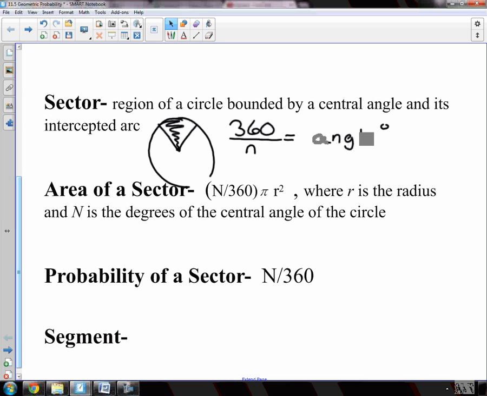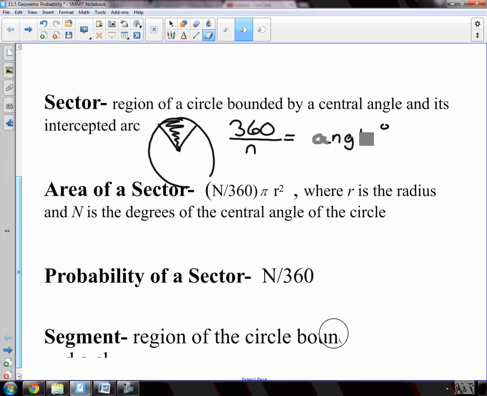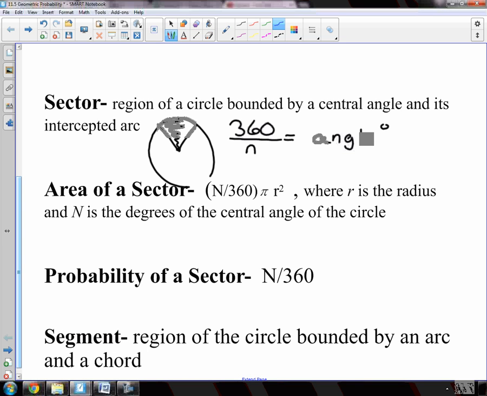Alright, last vocab word: segment. This shouldn't be any new information from what we've already learned about segments. Now we're just going to apply it to a circle. I'll explain once I draw it. So the blue line would represent what the segments are going to look like in this section. It's the region of the circle bounded by an arc and a chord.